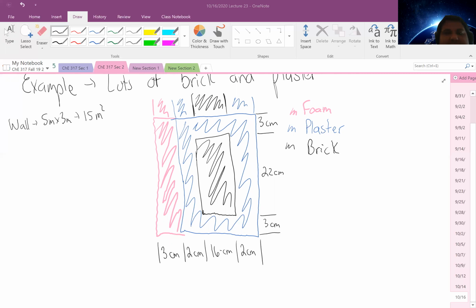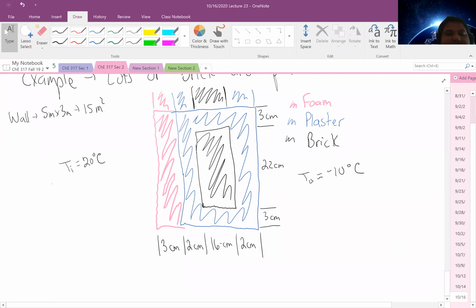And the inside temperature is 20 degrees. The outside temperature is minus 10 degrees, so a little cold. And we have some heat transfer coefficients, 10 watts per meter squared Kelvin, and 25 watts per meter squared Kelvin. So the question is, how do we find the heat transfer rate through this crazy wall?